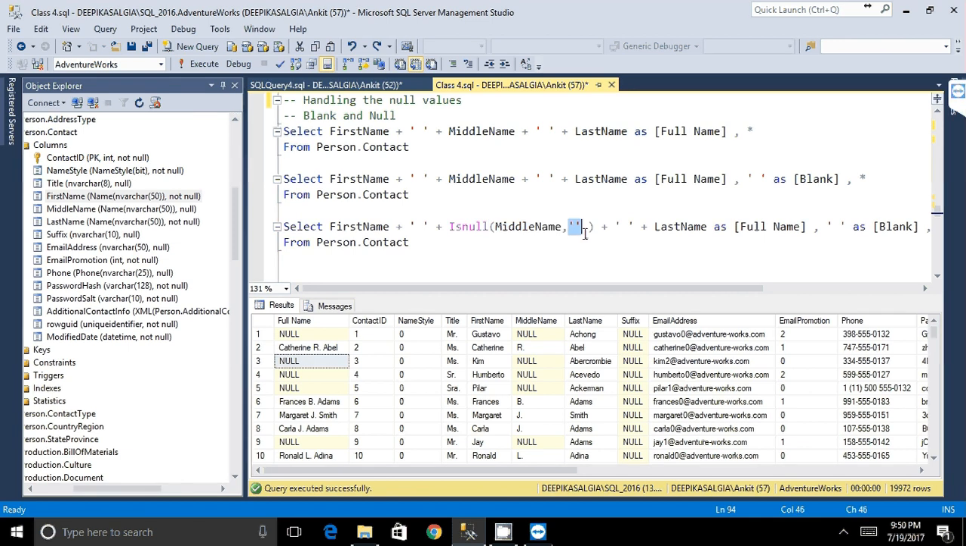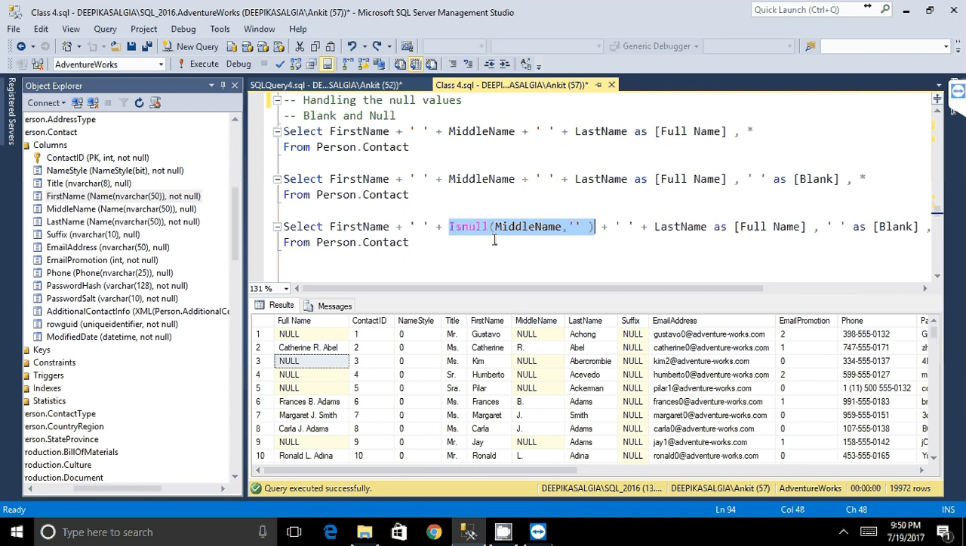So the blank is different than null. Blank means there is some value, it's not a null. Blank means it's a white space. So in a database, blank is different than null. What I'm doing is saying that when there is a middle name null, replace it with the blank.